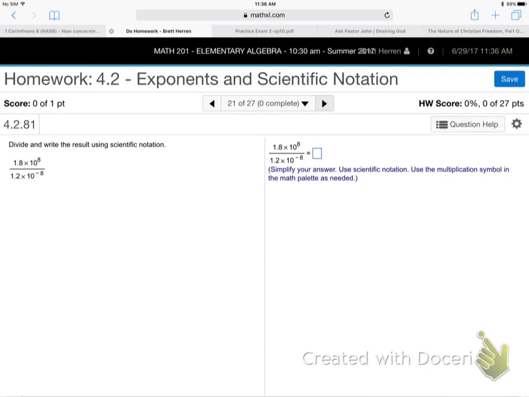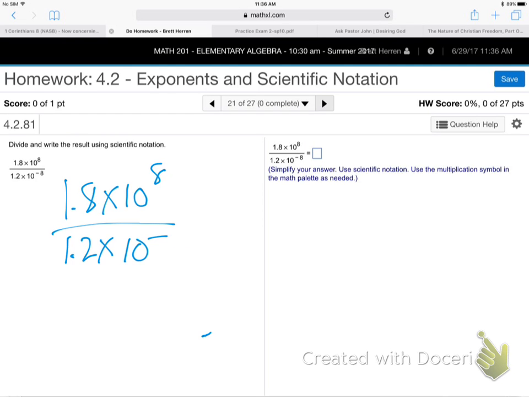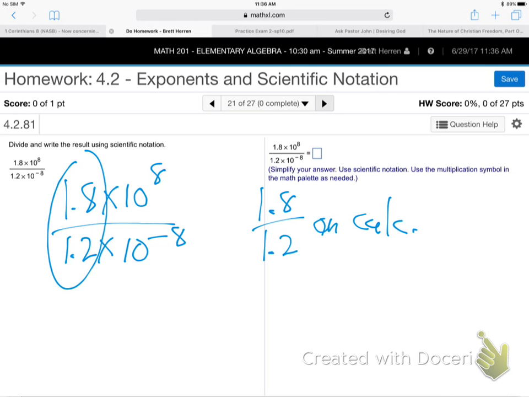Okay, so 1.8 times 10 to the 8th over 1.2 times 10 to the minus 8. Okay, give it a try. Let me suggest, just divide the numbers, 1.8 divided by 1.2 on your calculator. I think you get 1.5. If you just divide those on the calculator, you get 1.5.